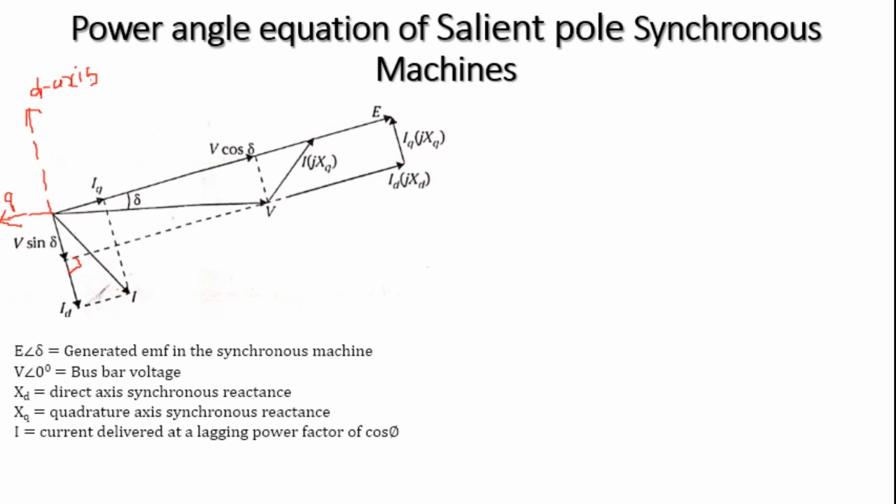Consider this nomenclature: E at an angle of delta is the generated EMF, V is the bus bar voltage, XD is the direct axis reactance, XQ is the quadrature axis reactance, and the current delivered is at cos phi. From this reference diagram we can write the power developed. P is the total power developed, V cos delta. Why cos delta? Because the angle between IQ and V is delta, that is, the angle between the resultant value E and V is delta.